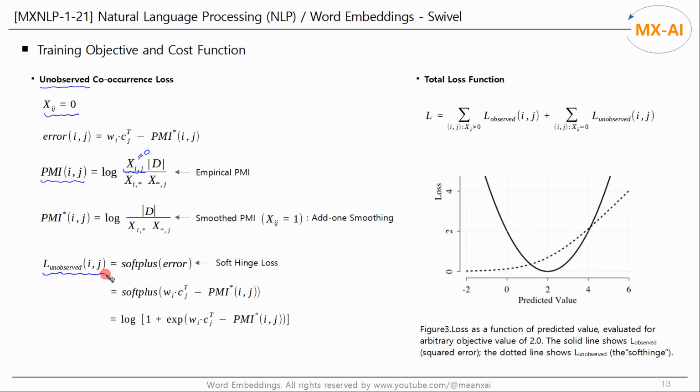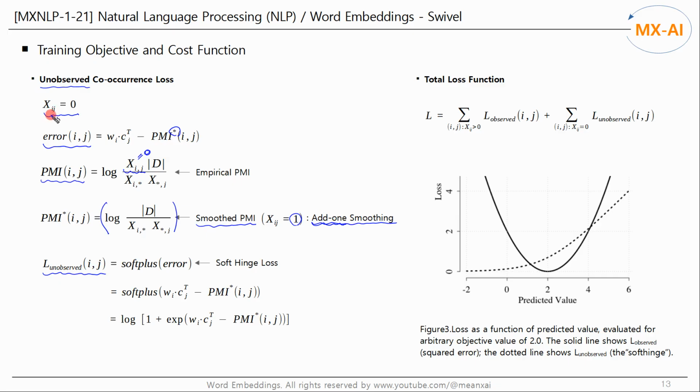This is where Swivel introduces a separate loss for unobserved co-occurrences. First, the error for an unobserved pair is defined as follows. Here, PMI star denotes the smooth PMI. The basic idea behind smoothing is to replace the 0 count with a small non-zero count. In this case, Swivel uses an add-one smoothing idea. So for an unobserved pair with xij equal to 0, we effectively treat the count as 1 when computing the smooth PMI. This gives us a finite value instead of negative infinity. Add-one smoothing, also known as Laplace smoothing, is a simple and widely used technique for dealing with zero-frequency problems.